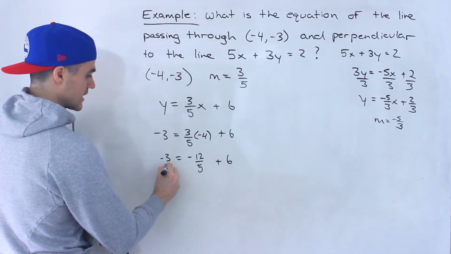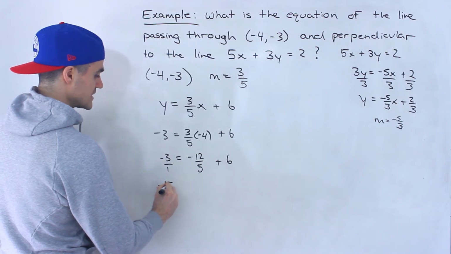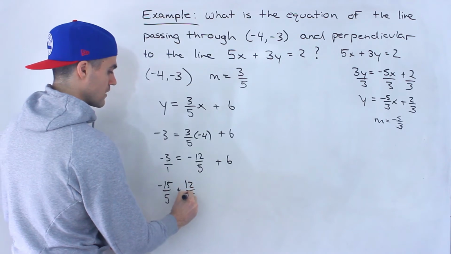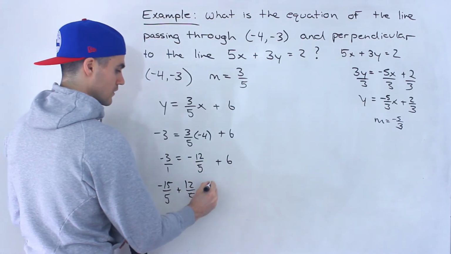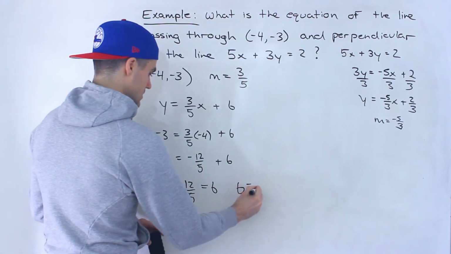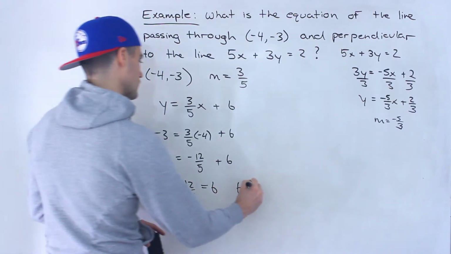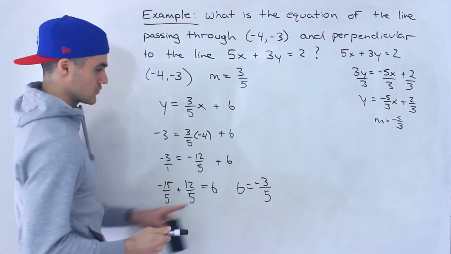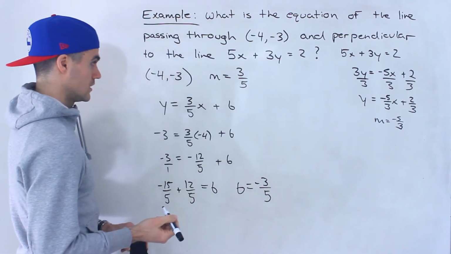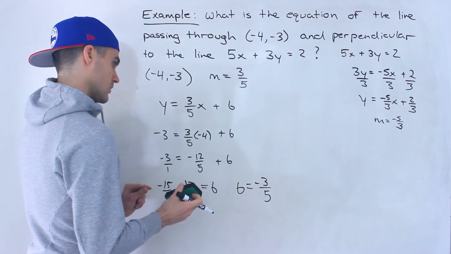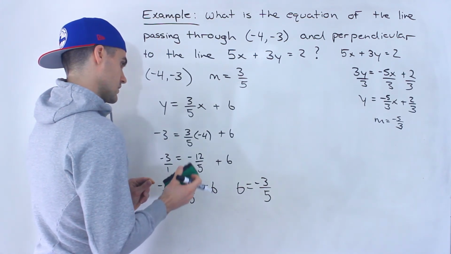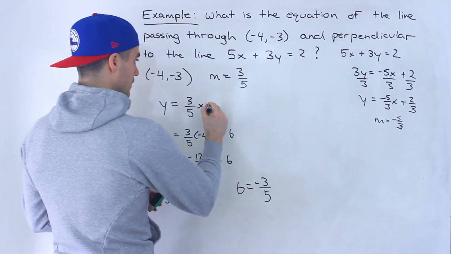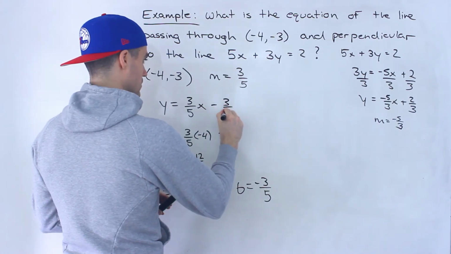Bring it over. This -3 is over 1, which is like -15/5, right? Because we need a common denominator, plus 12/5. When we bring it over, it becomes positive. So the b value in this case would end up being, what, -3/5? Right? -15 plus 12 is -3. Let me just double check here. Everything's all good. Yeah, it looks fine to me. So this would end up being -3/5.